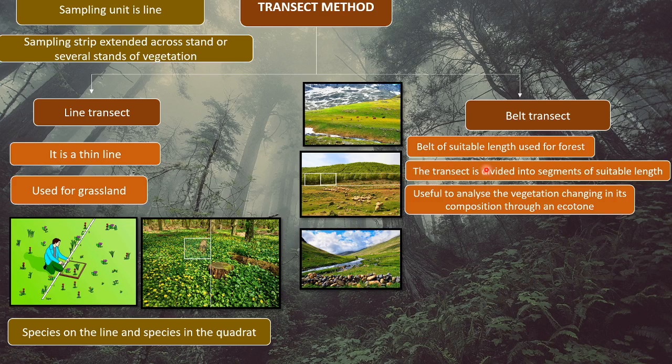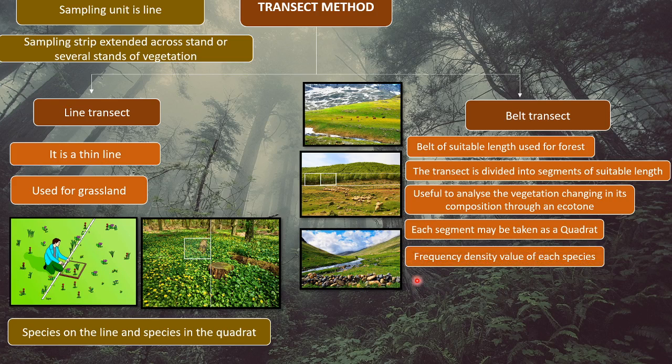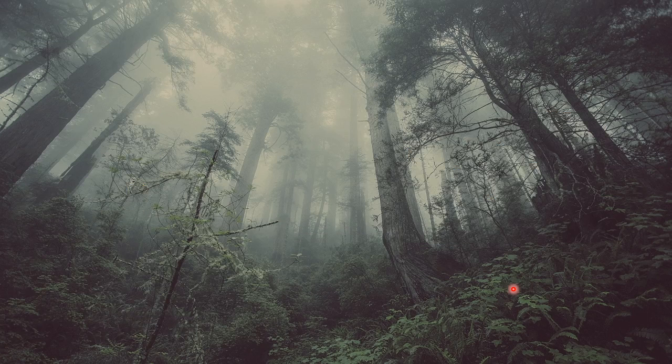So therefore it is written that the transect here is divided into segments of suitable length, right? And each segment may be taken as a quadrat. So every segment may be taken as a quadrat, and the species falling there would be calculated. So again the frequency density value of each is calculated, and in this way transect method can be useful.